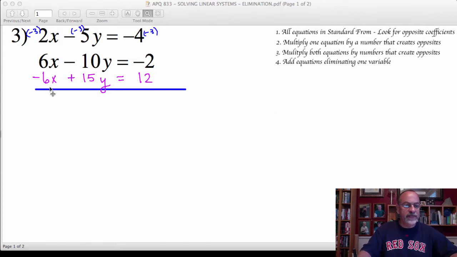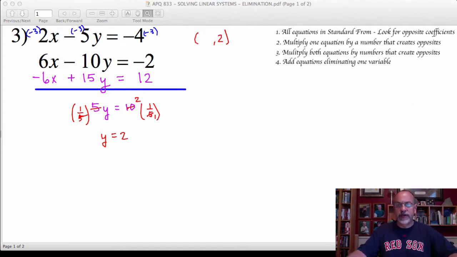So 6x minus 6x is 0, eliminated. Negative 10 plus 15 is 5. And then 12 minus 2 is 10. So the x has been eliminated. I can now solve for the y. So dividing by 5, the 5 is reduced to 1, leaving me 1 times y, which is y. The 5 reduces with the 10, leaving a 2. So the y part of the solution to the system is the number 2.